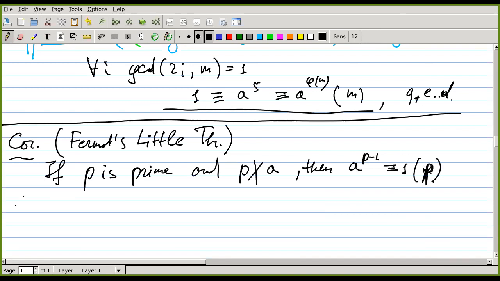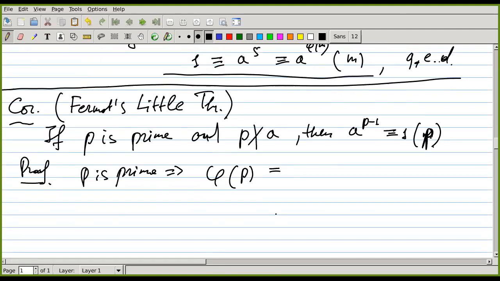How is it possible to prove it? That's easier. First of all, as P is prime, what is the value of the totient function? Which numbers from 1 to P minus 1 are co-prime to P? All of them. All these numbers are co-prime, so phi of the prime number P equals P minus 1.